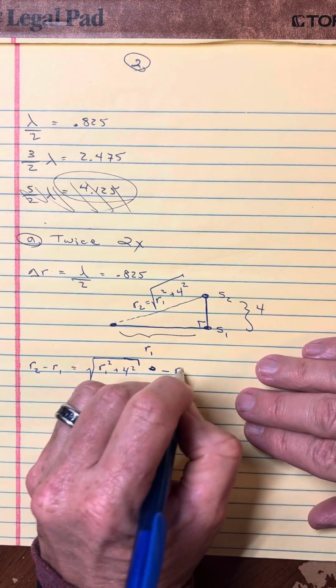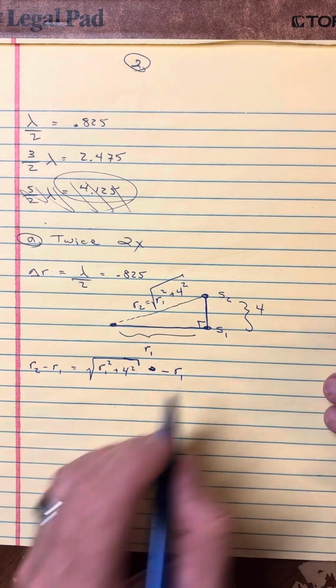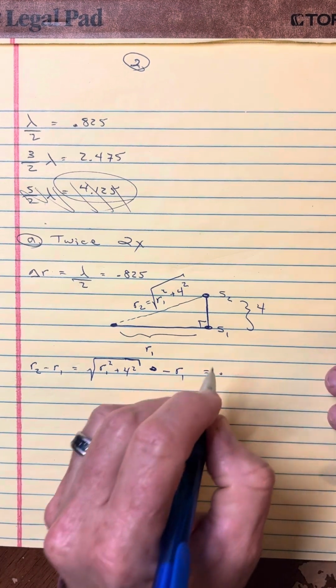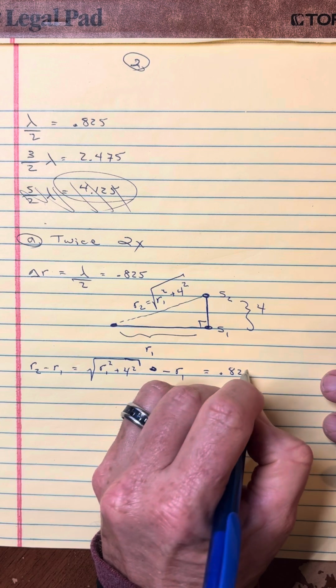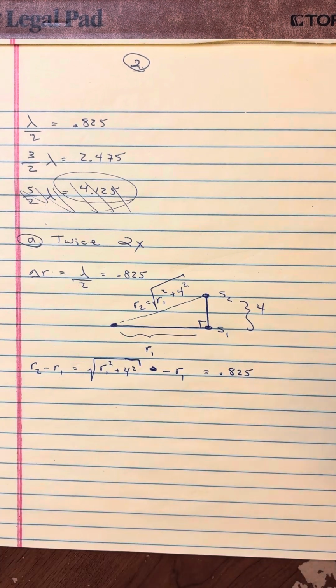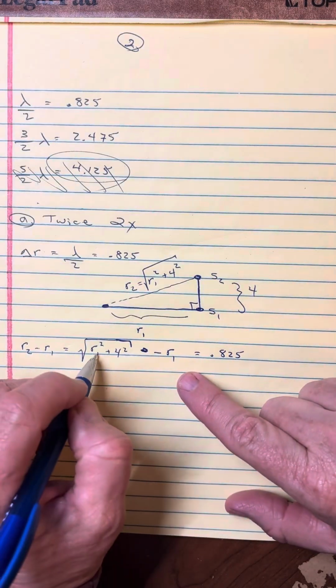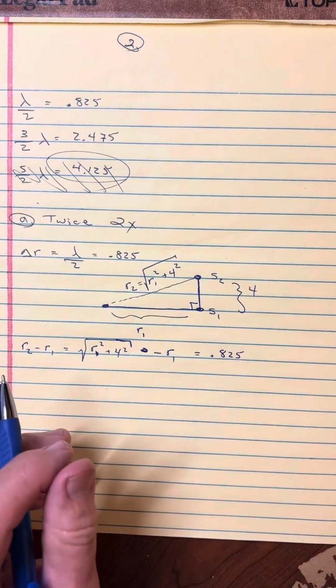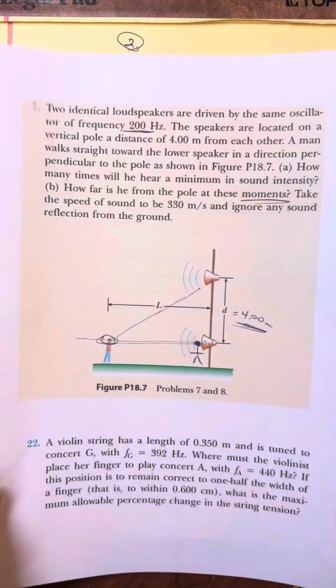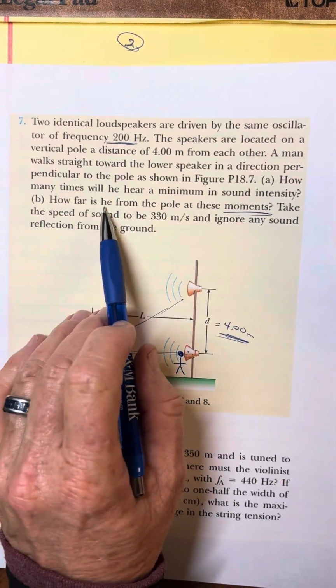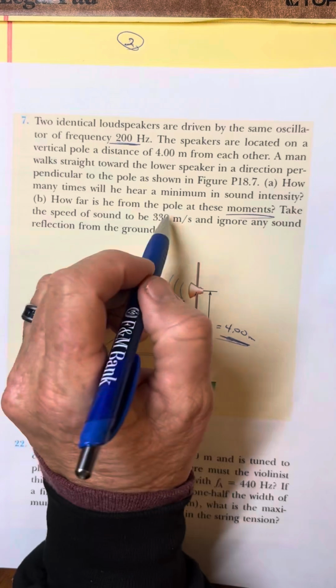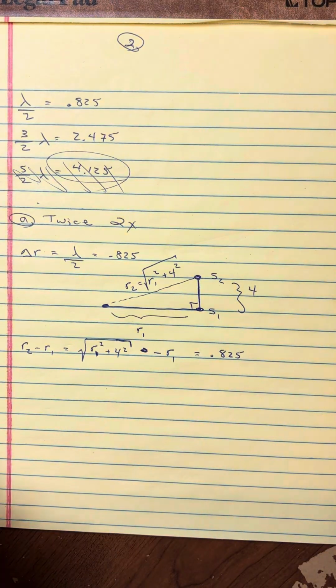Minus R1 is to equal 0.825. And so now we have an equation that has an R1 in it, and that's, I think, how they want us to answer it when they say how far, right? How far is he from the pole? And so that would be the R1.